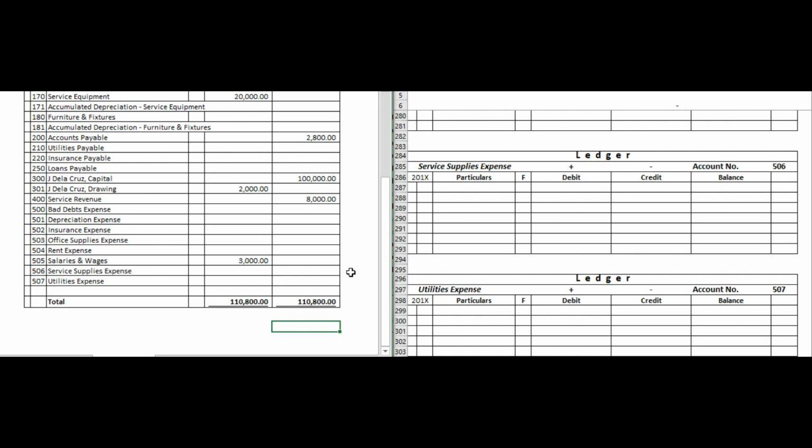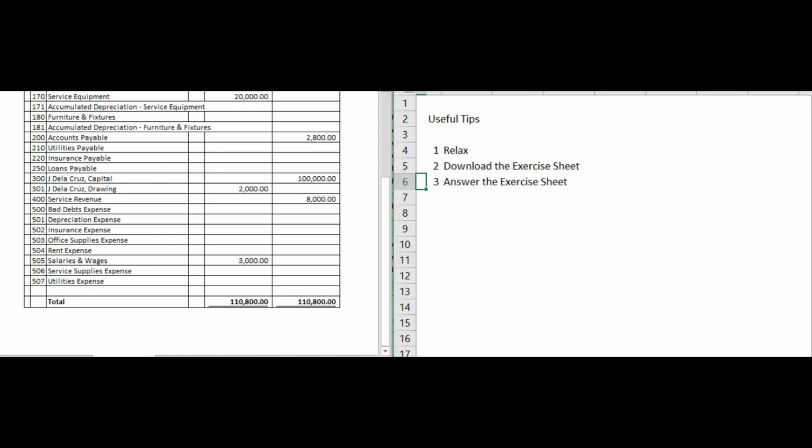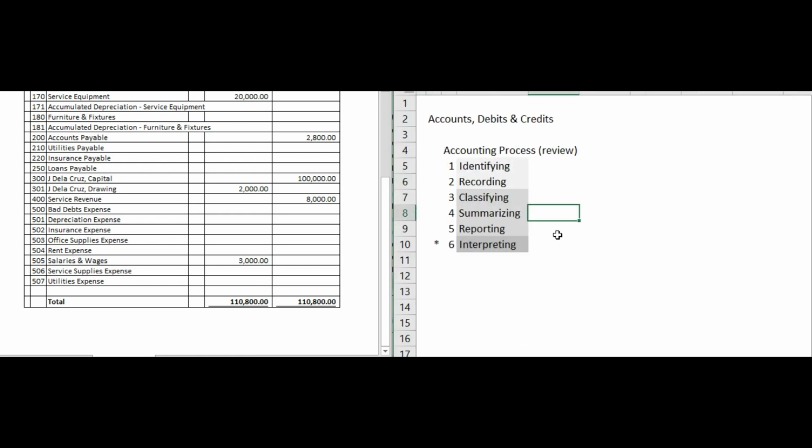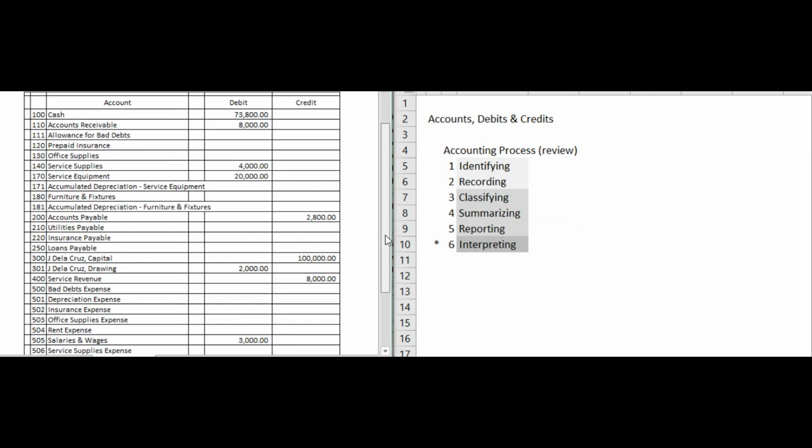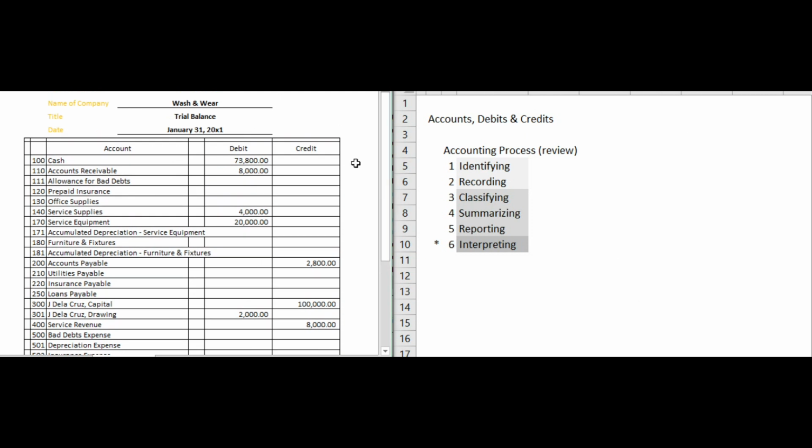Doon na tayo sa next step. Okay, sa introduction natin, yung review natin. Doon na tayo sa accounting process. Doon na tayo sa reporting. Gagawa na tayo ng financial statement from this trial balance. So, dito tayo kukuha ng information. Or sa ledger diretso. Pero kagandaan dito, worksheet na, dito rin pwede kang kumuha. Okay. Gawa na tayo ng financial statement.